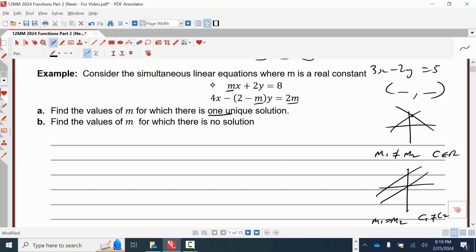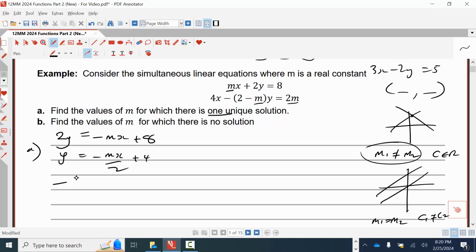All right, so the way I do these questions is that I carefully read the question. I go, okay, we want one unique solution. Then I find which of the three scenarios I'm after, and it's this one here. So m1 can't be the same as m2. So basically what I want to do is pair up the gradients and let them not equal each other. So I'm going to go 2y equals negative mx plus 8. Y equals negative mx on 2 plus 4. So I've got it into y equals mx plus c form, so I can pick out the gradient and the y-intercept if required. This is part A we're answering here as well.